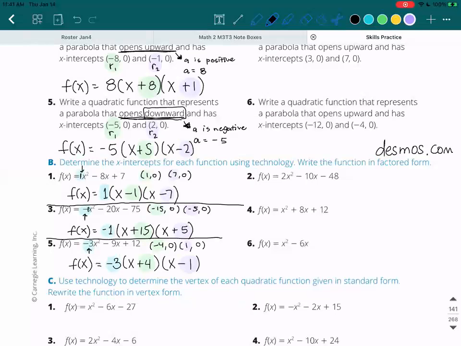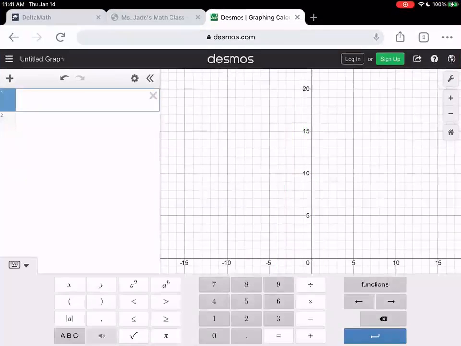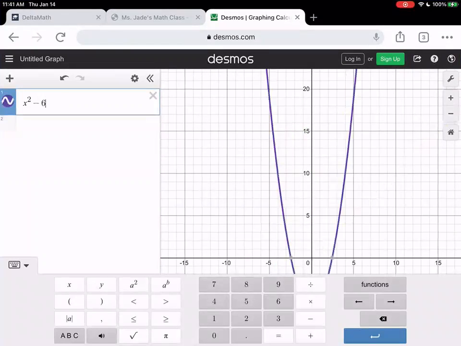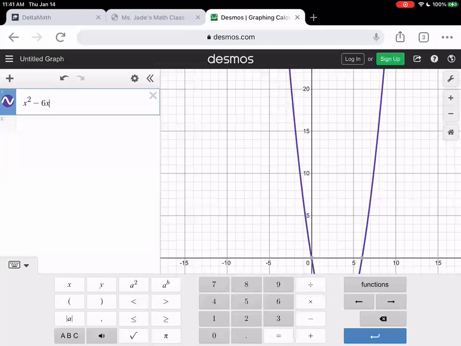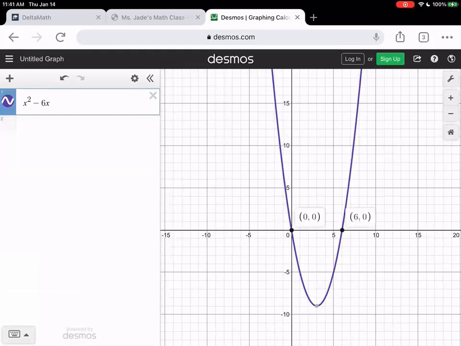All right, so we had a question to answer number 6, and now that I look at it, I think we should just do it together. So let's go ahead and type that into Desmos. X squared minus 6x. Okay, so then here are our two x-intercepts, 0, 0, and 6, 0. So I'll give you guys a second to just look at it and acknowledge that it is 0, 0, and 6, 0.